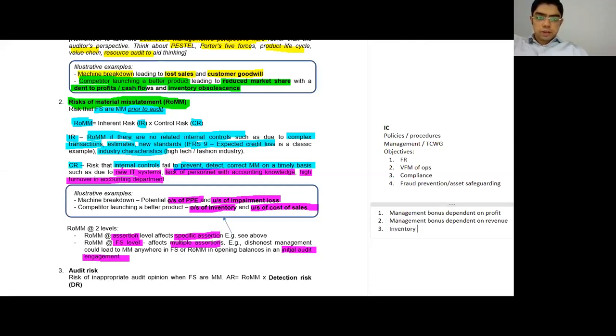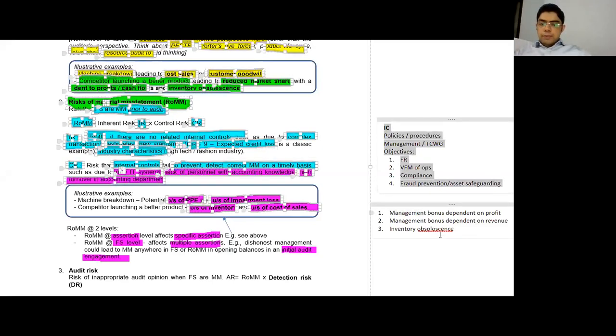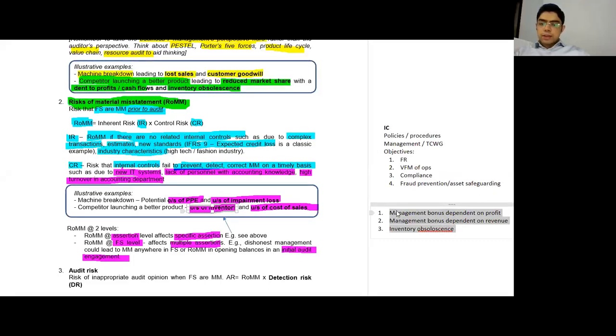Inventory obsolescence. So you see, there are three situations. I've highlighted them for your ease. These are three situations, and we need to tell which of these situations is an example of a ROMM at FS level and which of these is an example of a ROMM at assertion level.